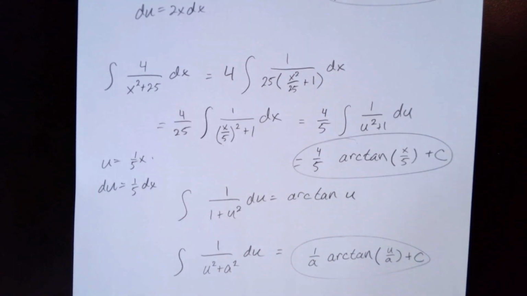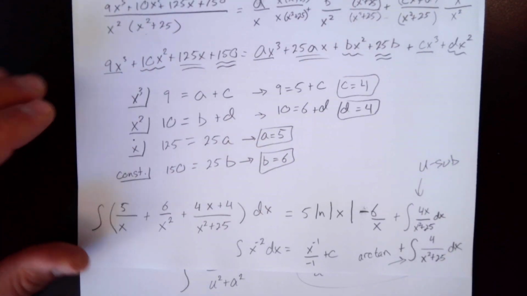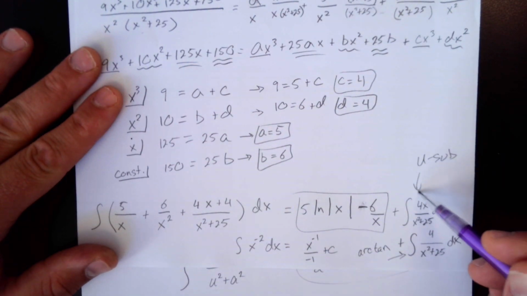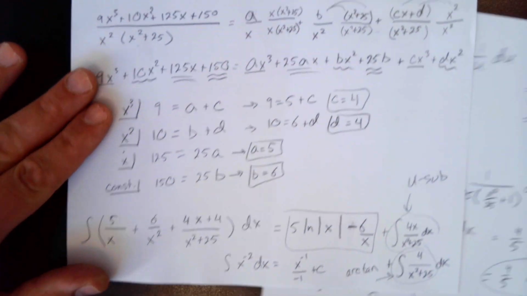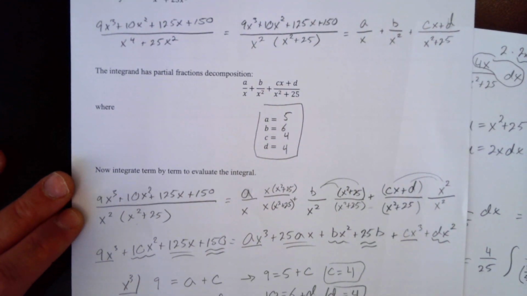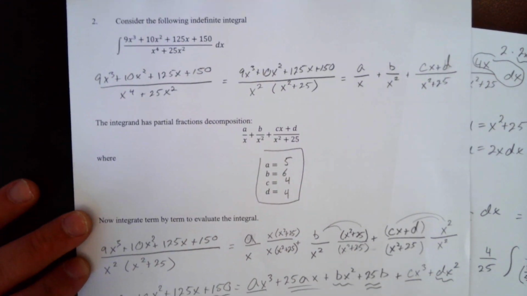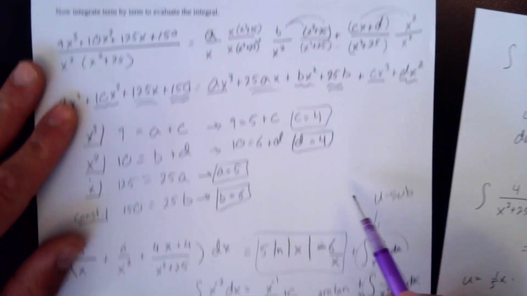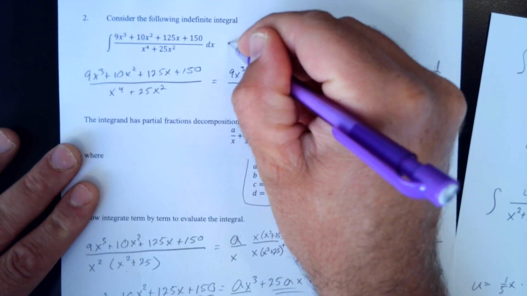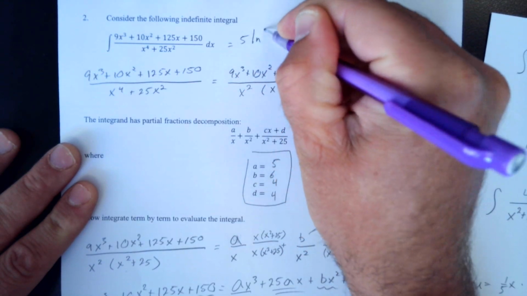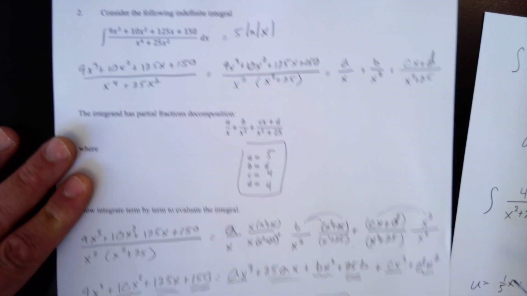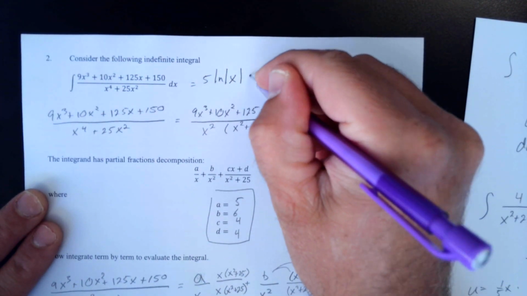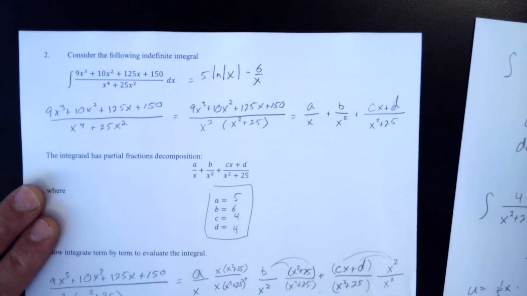So all these integrals together. If you remember, we already did these two, and then we wanted to know what this one was and this one was. So let's put them together. The first one, if I want to integrate, was 5 times the natural log of x. Okay, so I'll write that one up here: 5 times the natural log of the absolute value of x. The next one was this, minus 6 over x. Okay, so I'll put that up there, minus 6 over x.